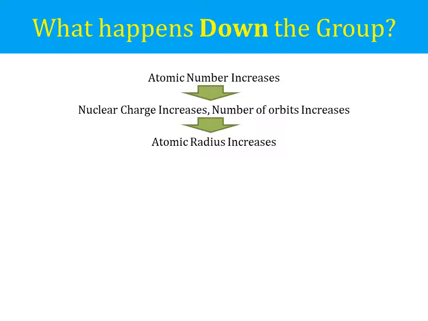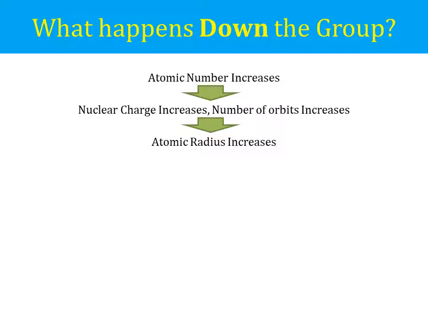But what happens over here is, down the group, the number of orbits increases. With increasing number of orbits, this orbit increase actually dominates this parameter. That increase in the number of orbits actually dominates over the nuclear charge increase.